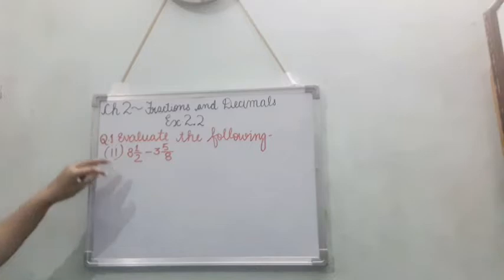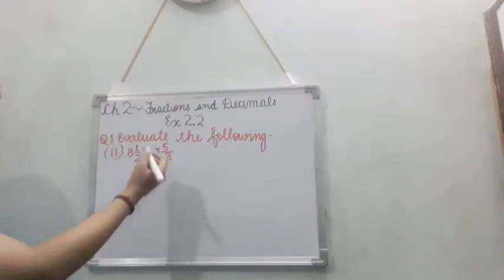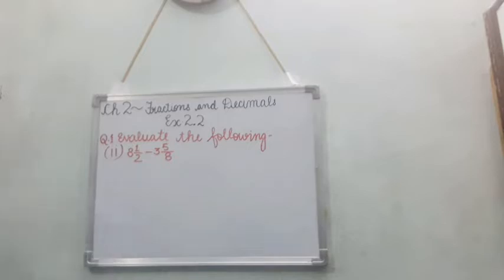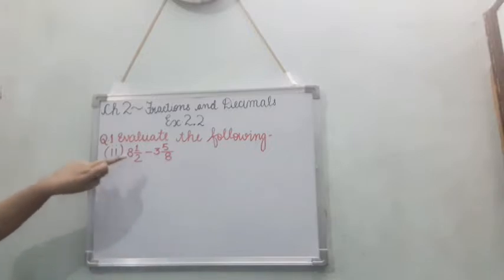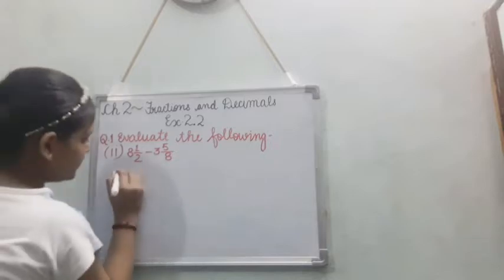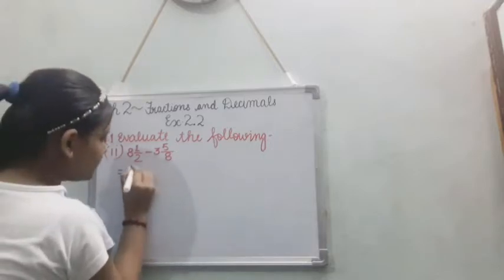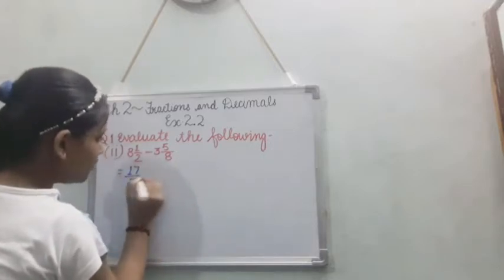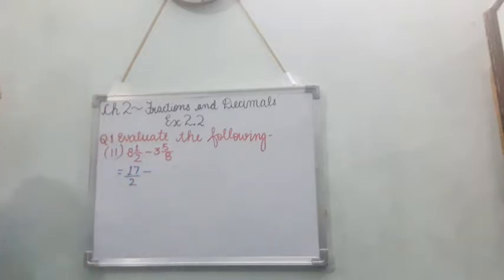The next part for question 1 is 8 1/2 minus 3 5/8. So firstly we have to change this mixed fraction into improper fraction. So 8 into 2 is 16 plus 1, 17. So it will be 17/2 minus 3 into 8 is 24 plus 5, that is 29/8.